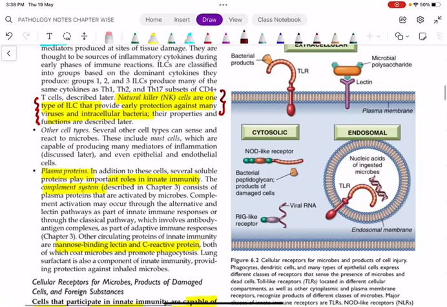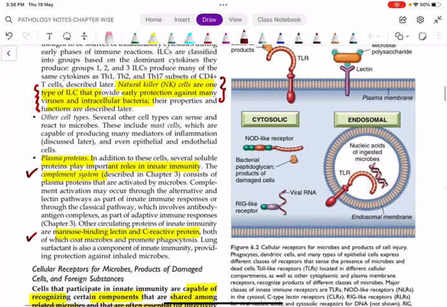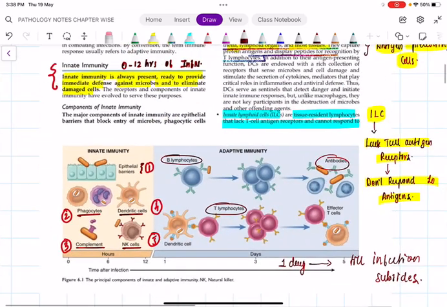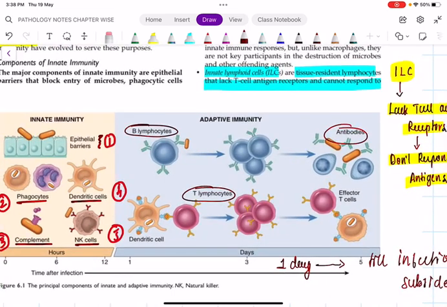Then we have the plasma proteins. I told you: the complement cascade, mannose-binding lectin, C-reactive proteins. All this we have already discussed in our chapter, as well as inflammation. So now we have seen the components of innate immunity. Now let us see the components of adaptive immunity.